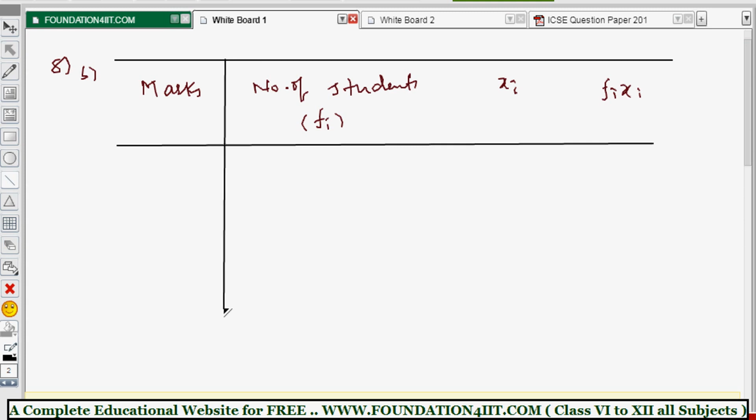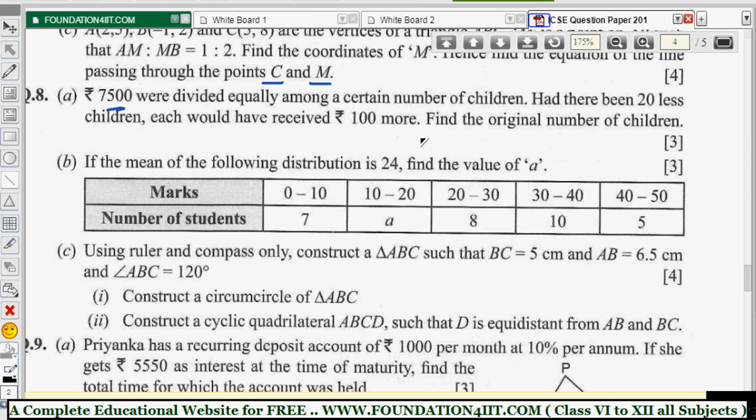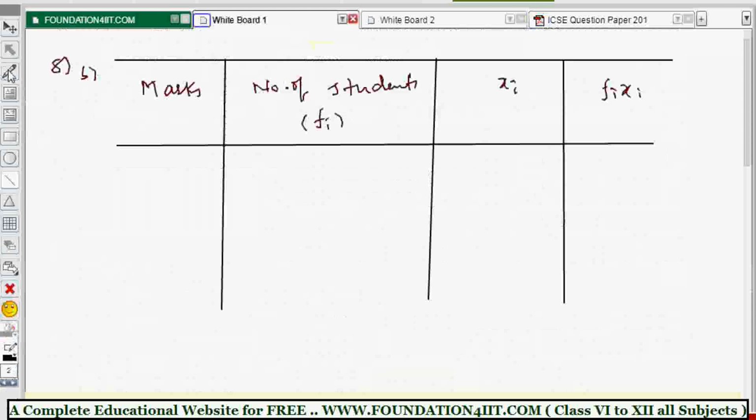Marks is given, number of students. Okay, so the given data is here: 0 to 10 is 7. Let me write. So 0 to 10, 10 to 20, and 20 to 30, till 50 is given, right? So 30 to 40 and 40 to 50.